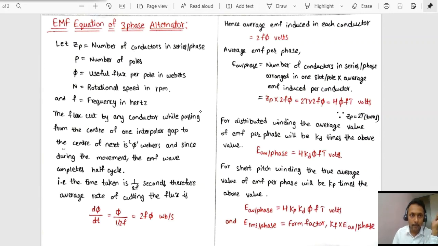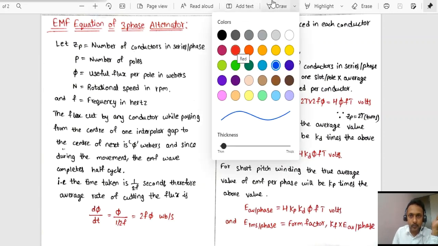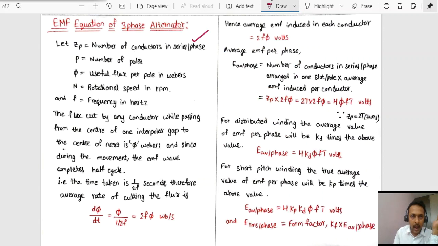So here we will assume Zp indicates the number of conductors in series per phase, and P indicates the number of poles. Phi indicates the useful flux per pole in Webers. N indicates the speed of the rotor or rotational speed in RPM, and f indicates the frequency of the induced voltage in Hz, right?